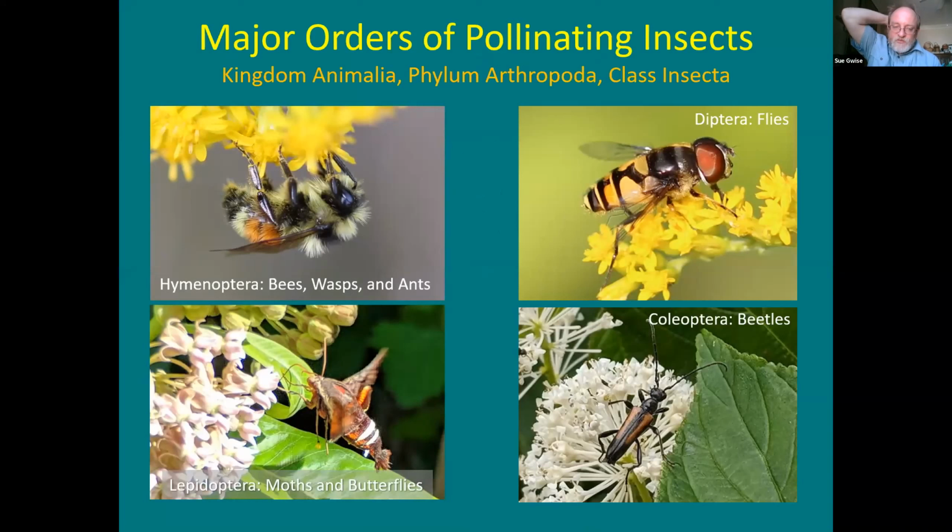We, as I mentioned, wanted to cover a wide array of native insect pollinators, and so we chose focal groups from the major orders of pollinating insects. And these are, all for you Latin fans, within the kingdom Animalia, phylum Arthropoda, class Insecta, and then these are different orders: Hymenoptera, the bees, wasps, and ants; Diptera, the flies; Lepidoptera, the moths and butterflies; and Coleoptera, the beetles. I'm going to give a few more slides of introductions to some of these groups.